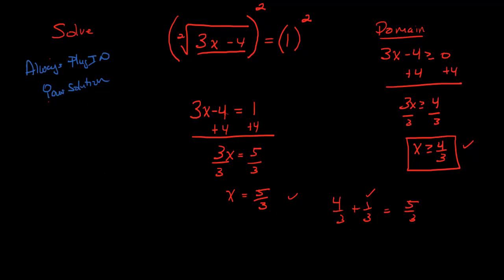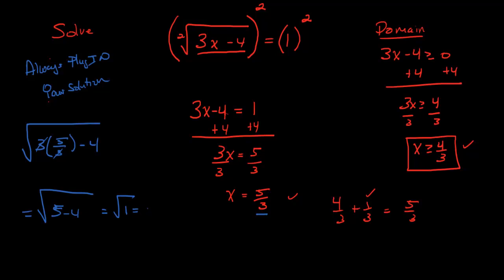So let's go ahead and plug in and see what happens. We're going to have the square root of 3 times our solution, which we determined to be 5/3, and then we're going to subtract off 4. The 3 and the denominator 3 cancel, so we get 5 minus 4, and that equals the square root of 1, and the square root of 1 equals 1, and that's what we expected our solution to yield at the beginning. So by plugging in, sometimes that's a little bit easier than determining the domain of the problem and then comparing that to our final solution.